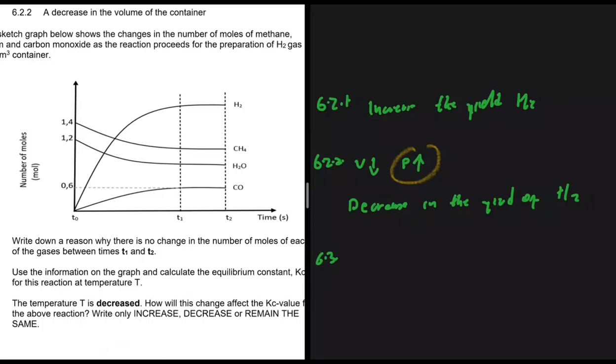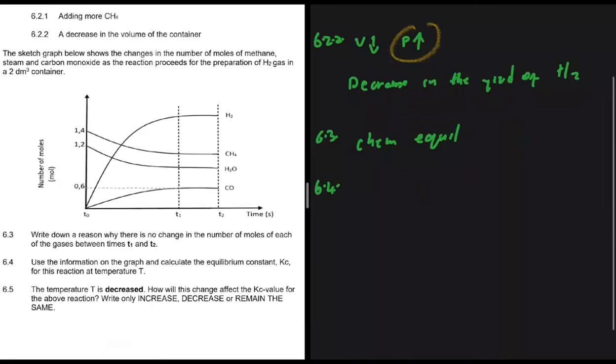Okay, we can see that the number of moles of all those gases between T1 and T2 remains the same. There is no change. Why is that? That is what we need to explain. The reaction has reached chemical equilibrium. The rate of forward reaction is equal to the rate of reverse reaction. So here we just reached chemical equilibrium. That is why we see no change in the number of moles of the gases.